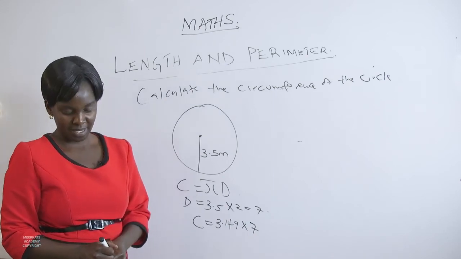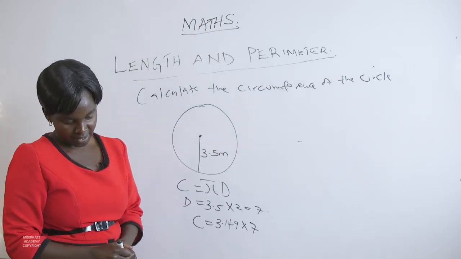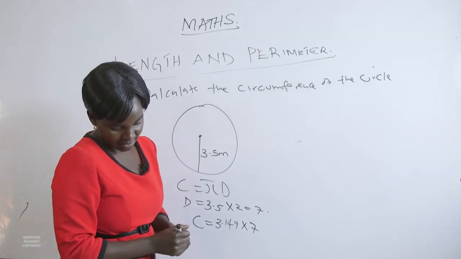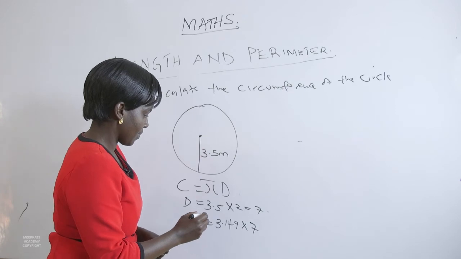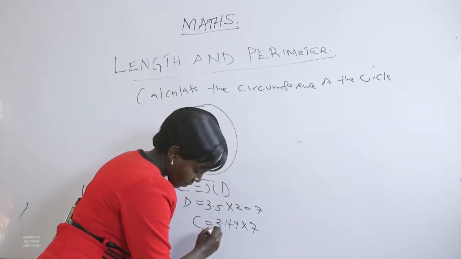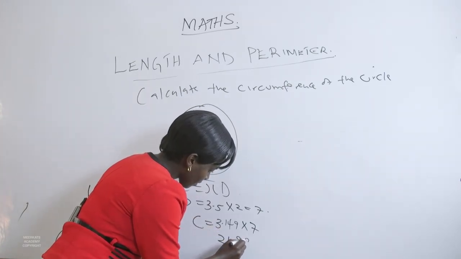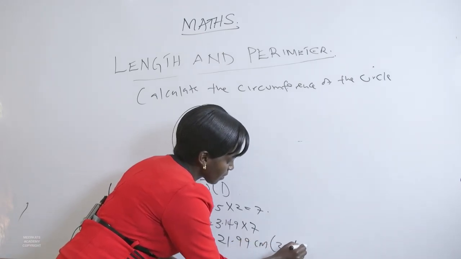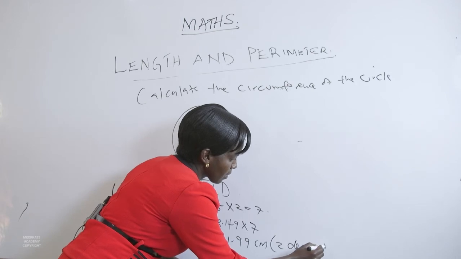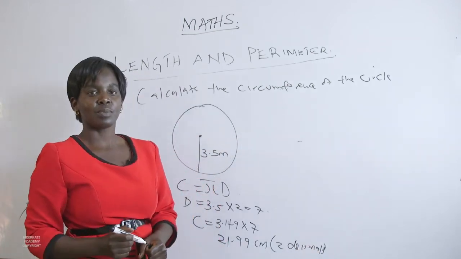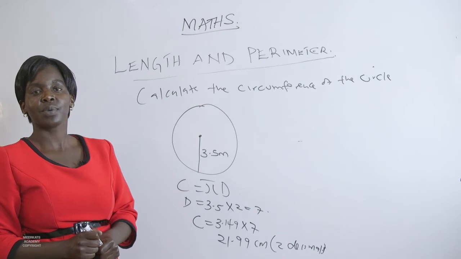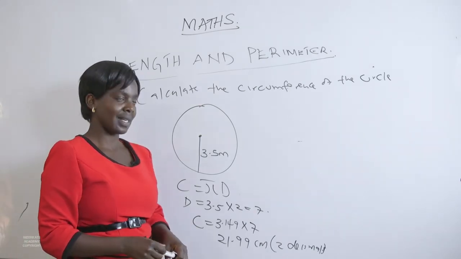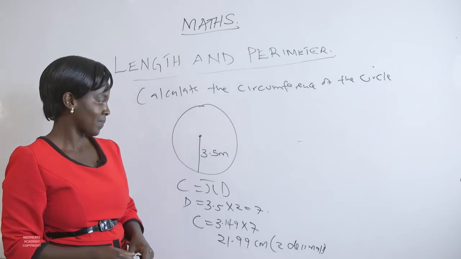3.149 times 7. If we calculate that correctly, to two decimal places, it will give us 21.99 centimeters. That is how to calculate the circumference of the circle.